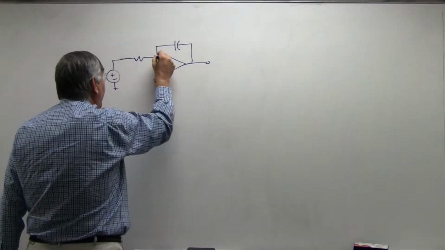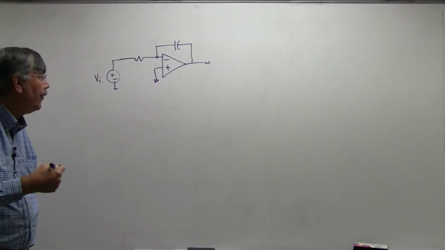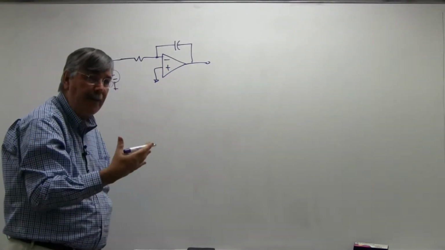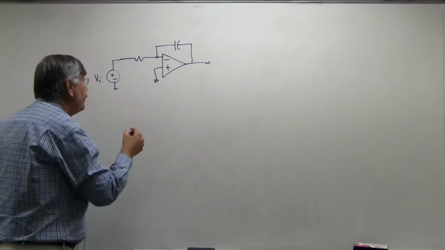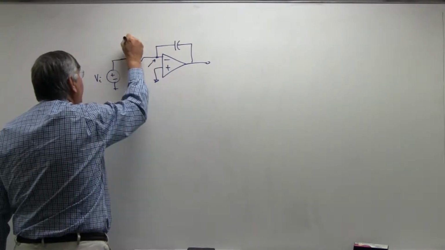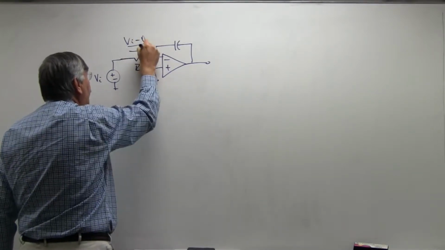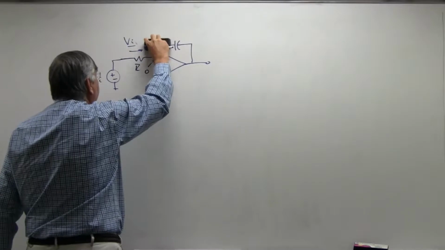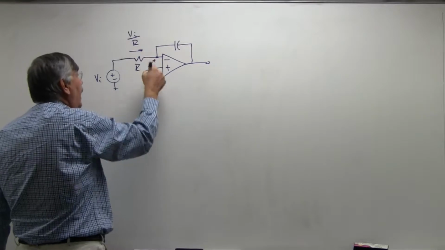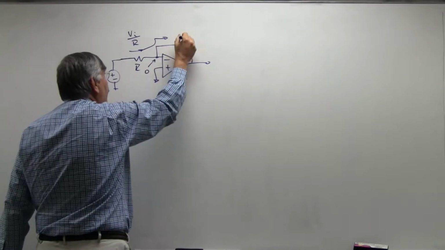If this is the input, and you remember the ideal op amp assumptions, it says that these two voltages have to be equal if this is an ideal op amp. If this is at ground, then this has to be ground. The second ideal op amp assumption is that there's no current into the input. So if this voltage is 0, then the current through this resistor is V sub I minus 0 over R. So that's just V sub I over R is that current. If there's no current into the input to the op amp, then that current has to flow onto this capacitor.